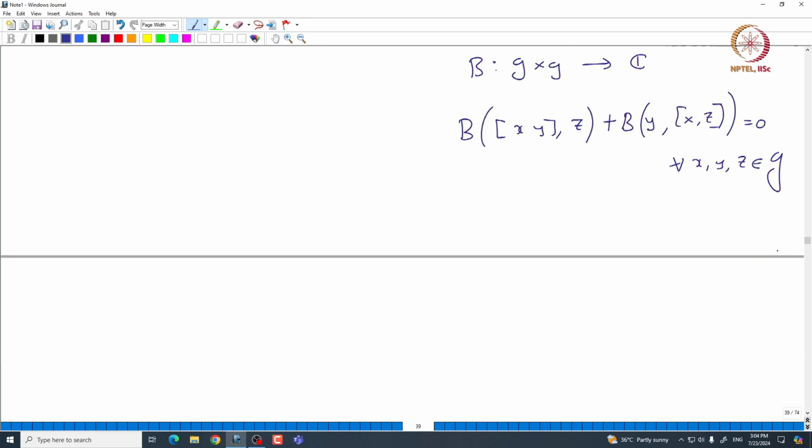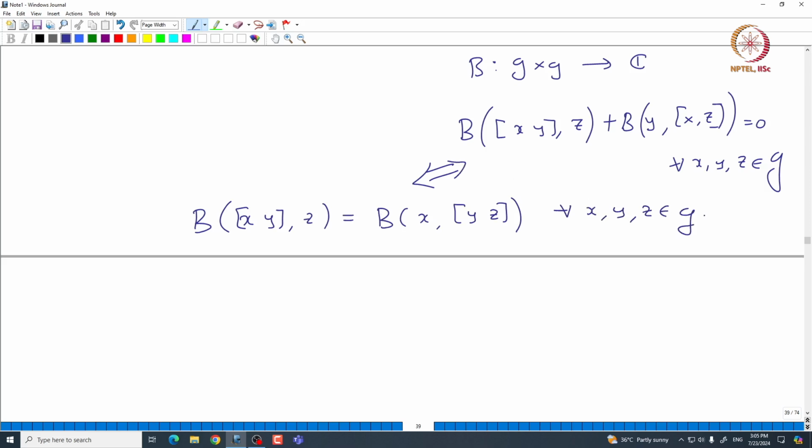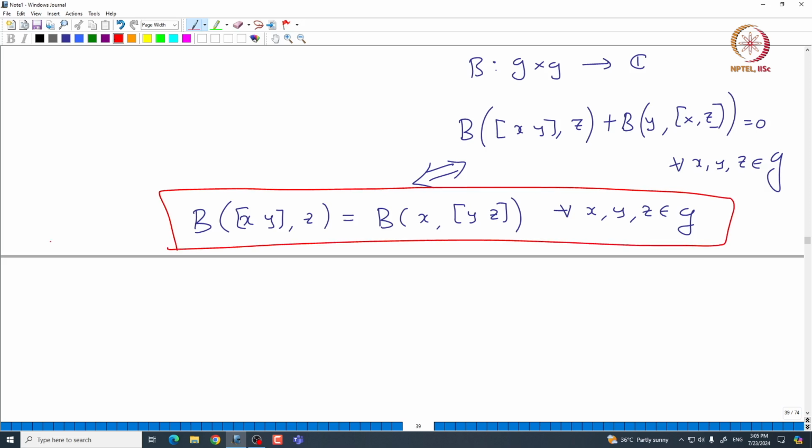Now one can rewrite this as follows: B of the bracket x y, z is the same as B of x, the bracket y z. This is true for all x y z in G. In most of the classical books like Humphreys and so on, this is given as the definition of a G invariant form. For example, Humphreys and Carter use this definition.